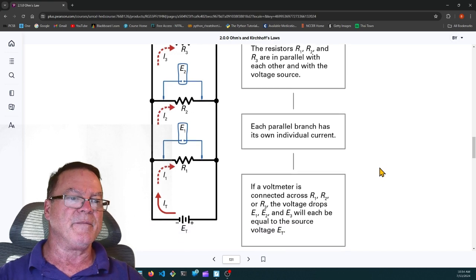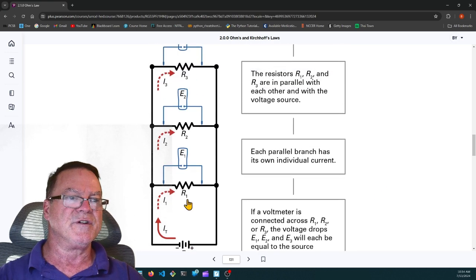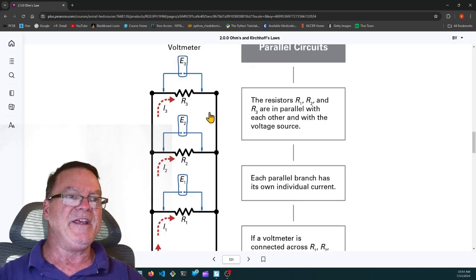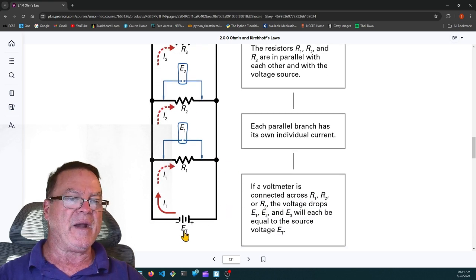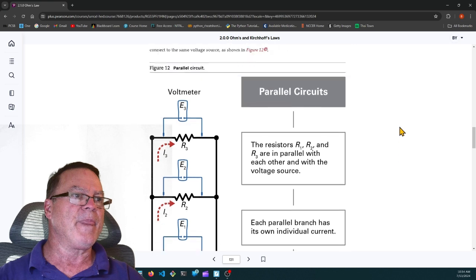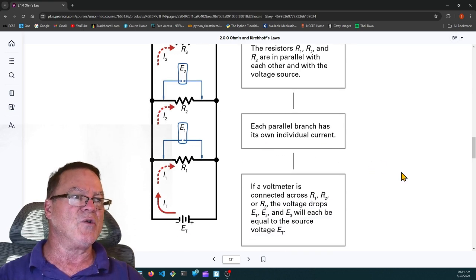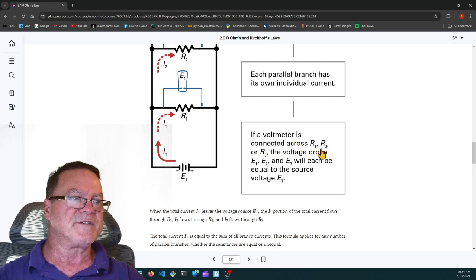Here's a parallel circuit. Total voltage. Here's R1, R2, R3, and each one of these resistors has the same voltage across it. In a parallel circuit, ET equals E1 equals E2 equals E3. So it says the resistors R1, R2, and R3 are in parallel with each other and with the voltage source. Each parallel branch has its own individual current. If a voltmeter is connected across R1, R2, or R3, the voltage drops E1, E2, and E3 will each be equal to the source voltage, ET.